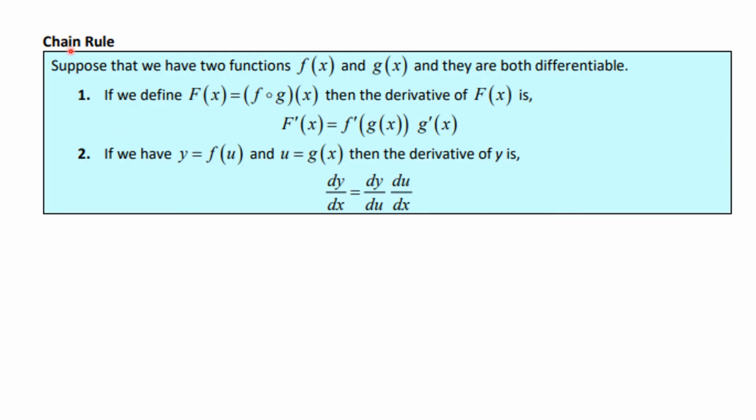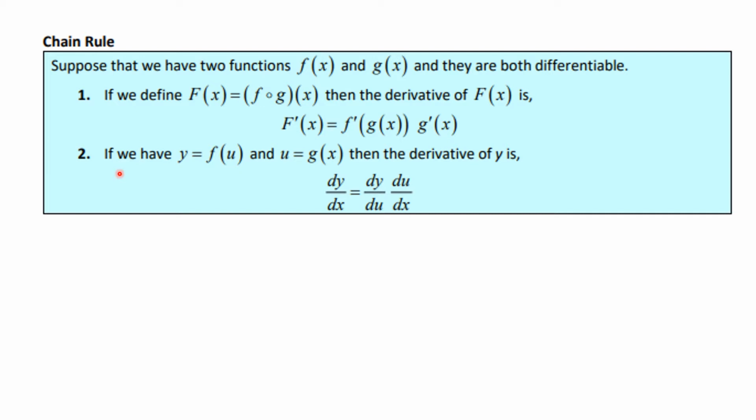This is the statement of the chain rule. Suppose that we have two functions, f and g, and they're both differentiable, and we're saying that capital F of x is f composed with g. Now this means this is little f of g of x. So the little f is on the outside. Then the derivative of capital F, the composite of the functions, is you take the derivative of the outside and then times the derivative of the inside.